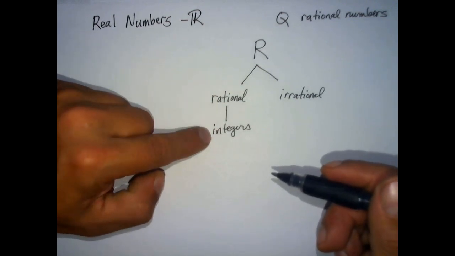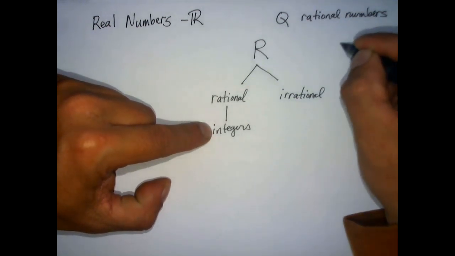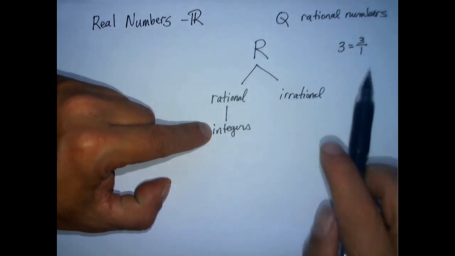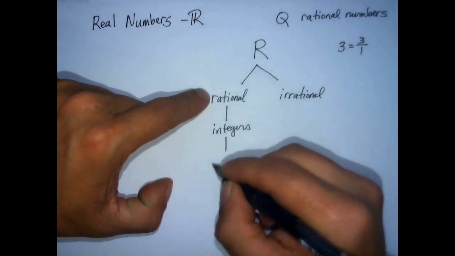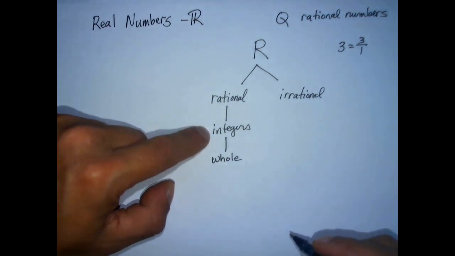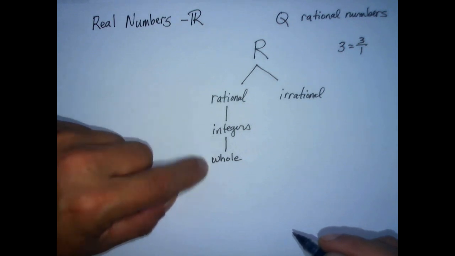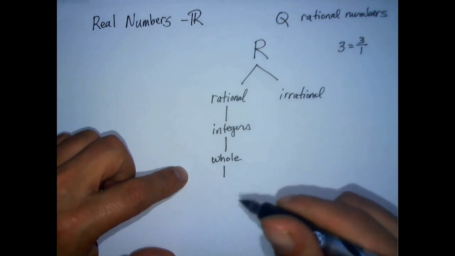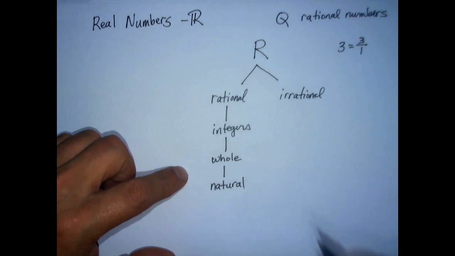But you use integers to make rational numbers, and all integers are rational numbers, because let's say 3 can be represented by the quotient of two integers. And then under that, all the whole numbers are integers, because it's the whole numbers and their opposites that make the integers. So all whole numbers are integers. And then underneath that are the natural numbers. All the natural numbers are also whole numbers.